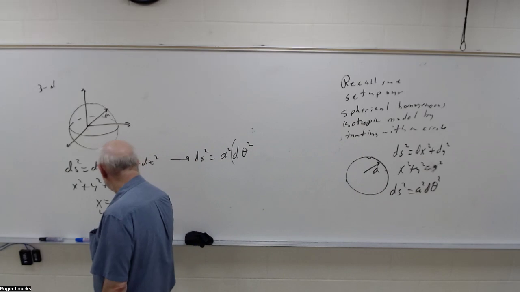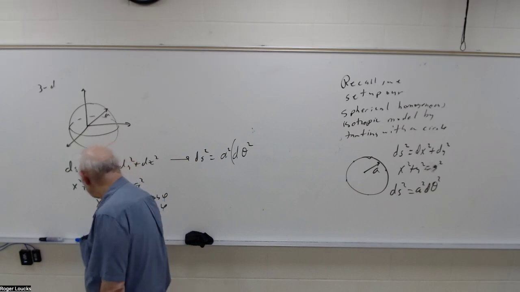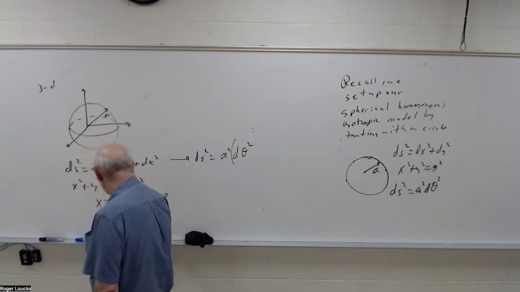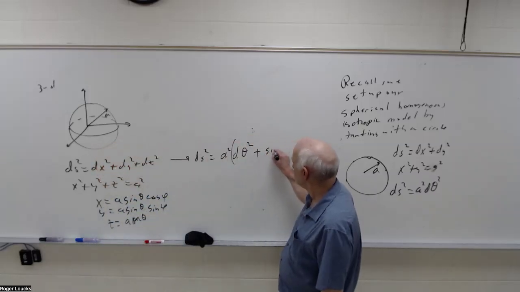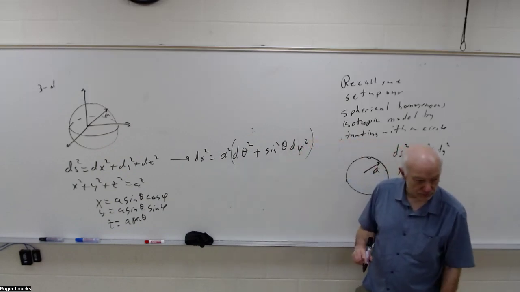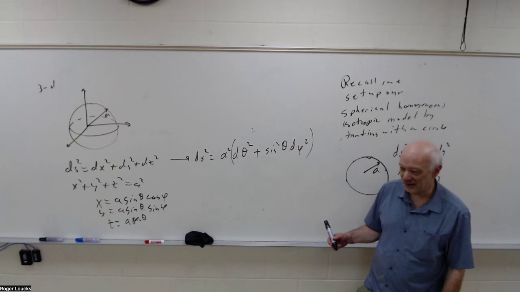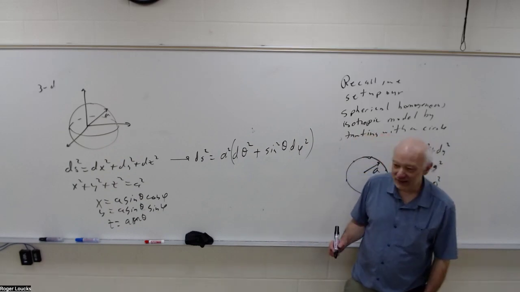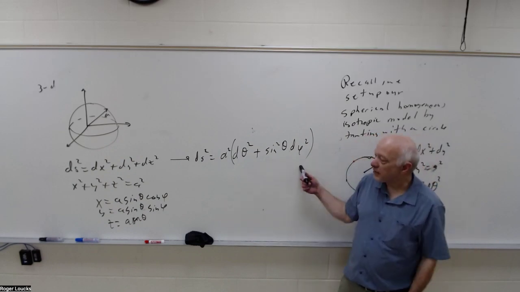Let's do the whole thing. x is a sine of theta cosine of phi, y is a sine of theta sine of phi, where z is a cosine of theta. Now it reduces to that. What's that? Did anyone look that up? If you haven't, it's toward the end of the semester. I dumped it on you at the last minute, which is moderately unfair. But this is what you're going to get.